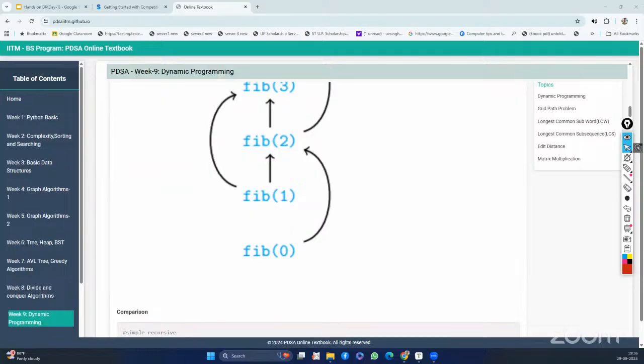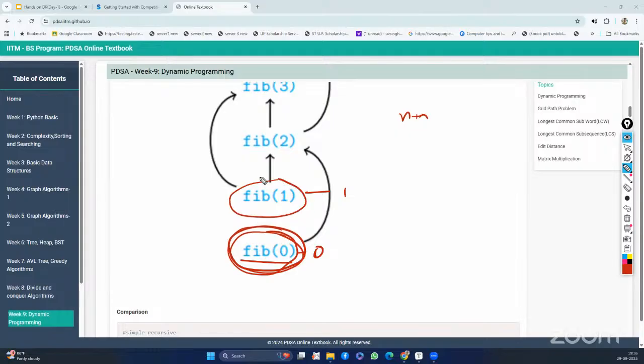We know the base solution: fib 0 has the solution 0, because the first term of the Fibonacci series is always 0, and this is 1. So these are the subproblems. We are looking for the nth term, so we will start from the bottom. We have the solution for this subproblem, and we have the solution for this problem.